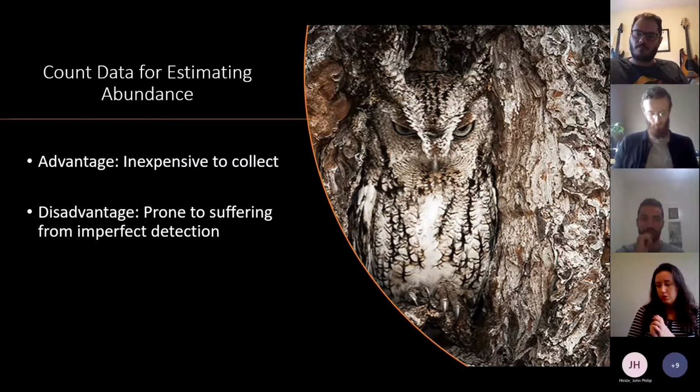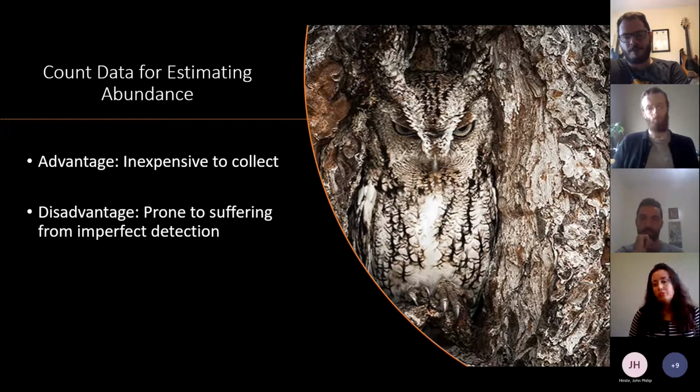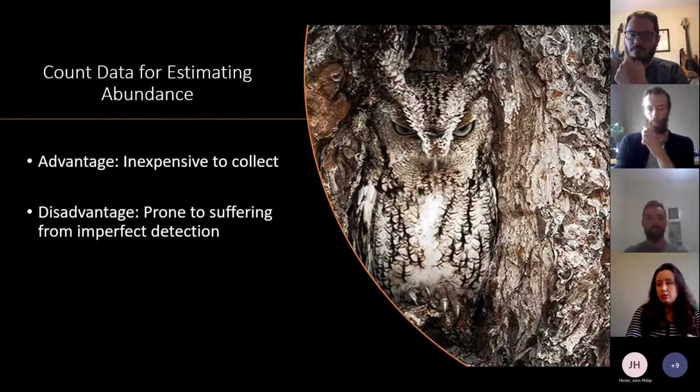So while this type of data is attractive due to how relatively inexpensive it is, if we want to use it to obtain an accurate estimate of animal population size, we need to work with it in a way that takes this imperfect detection into account. And that is where N-mixture models come in. They're a really cool family of models that allow us to work with these counts of individuals because imperfect detection is built directly into the model.